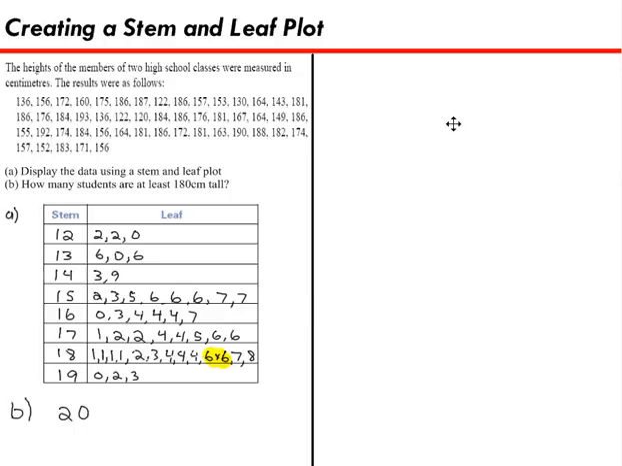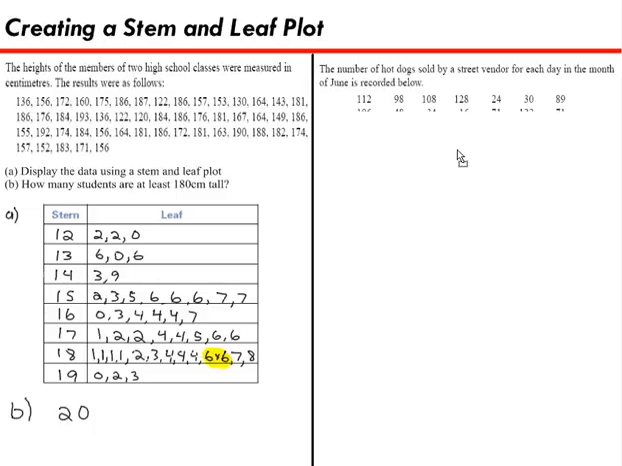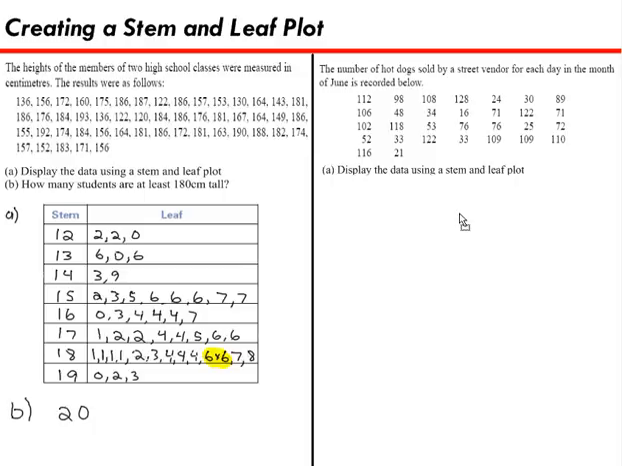And now it's your turn to try practicing making a stem and leaf plot. I'll give you an example problem that looks just like this. The number of hot dogs sold by a street vendor for each day in the month of June is recorded below. And here are all the hot dogs he sold on each day. And it's a big list of random looking numbers. But in A, display the data using a stem and leaf plot. Then in B, determine how many days fewer than 80 hot dogs were sold. Okay, so try A and B using the steps that I showed you on the left. Make sure you set up your table first and then fill in the values. I'll show you the solution when you're ready.